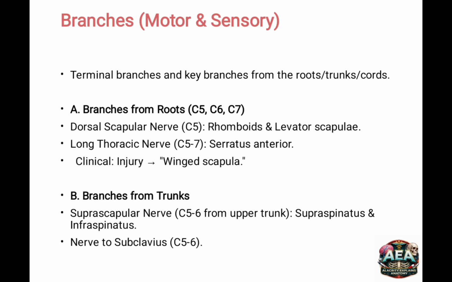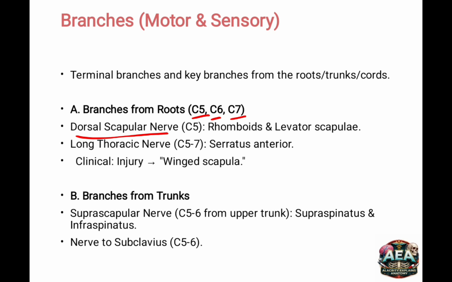So branches from the roots. Now we're looking at other branches that can arise from the roots of the brachial plexus. We have C5, C6, C7. These roots, we have the dorsal-scapular nerve. I will be mentioning the nerves as well as the muscles they supply and the clinical relevance of any important one.